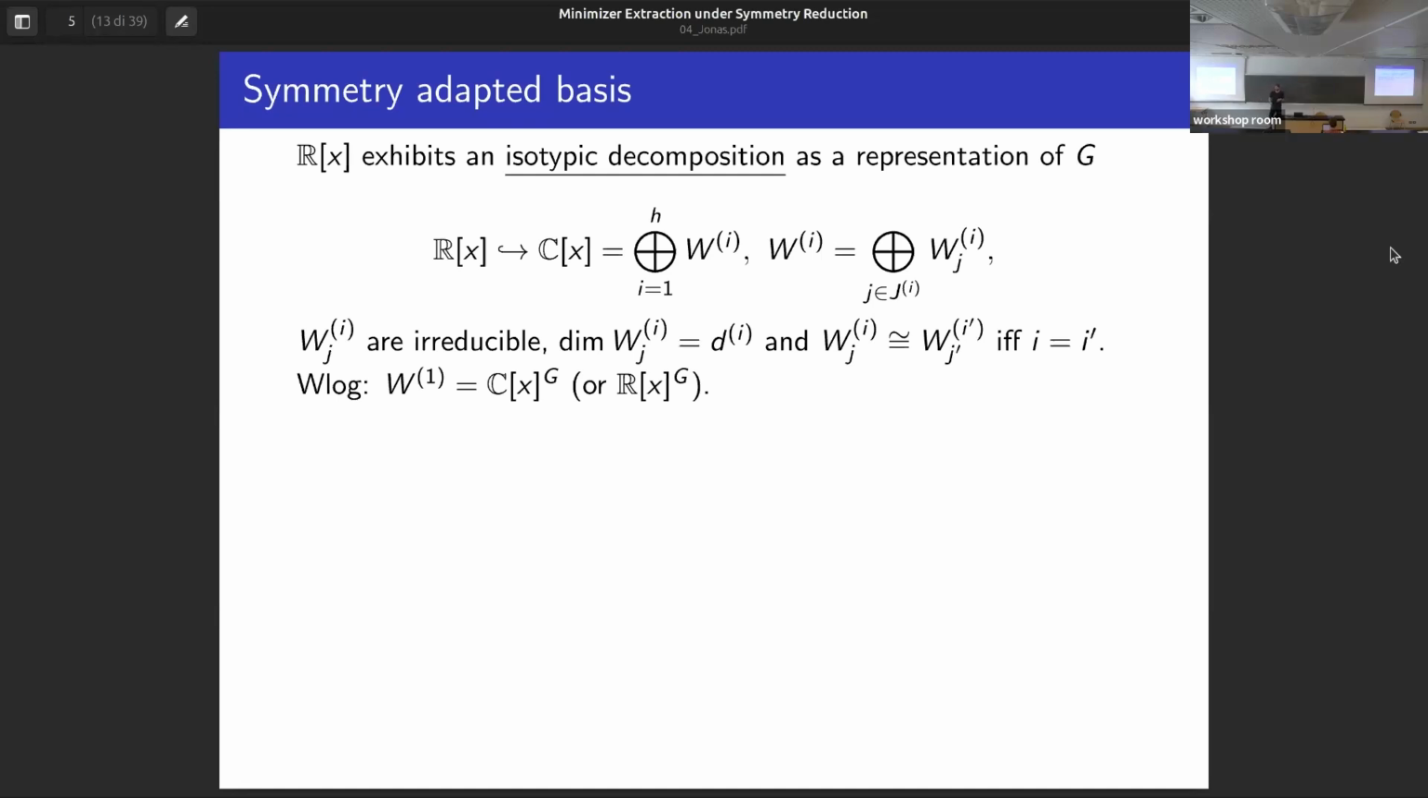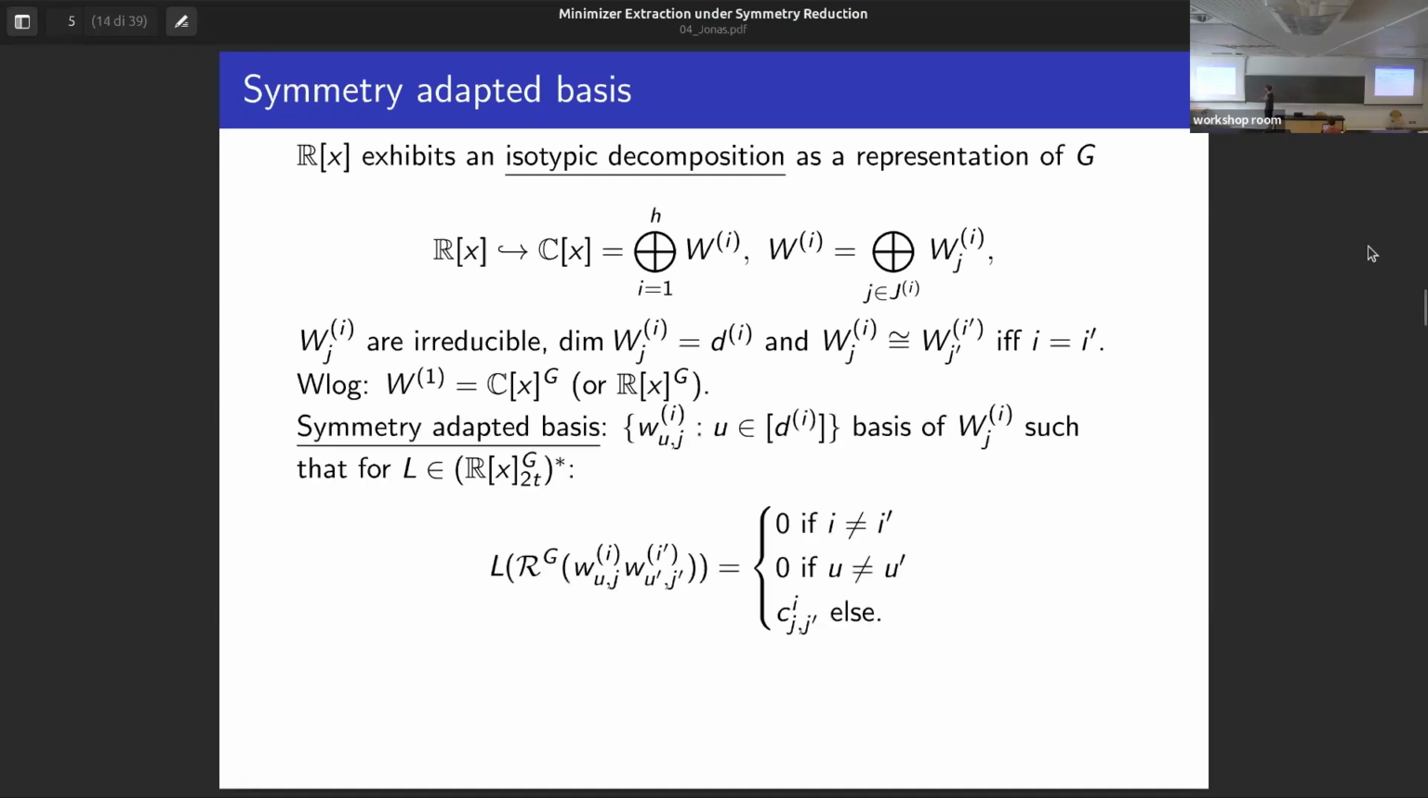the same i. So you can think of the i's as the buckets where you put all the pairwise isomorphic representations. And then without loss of generality, we are always going to assume that for i equal 1, we just collect all the invariant representations.